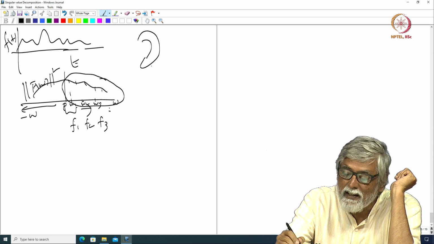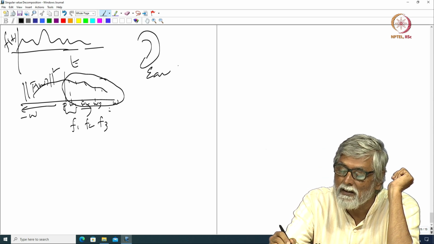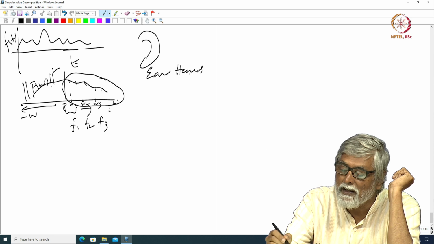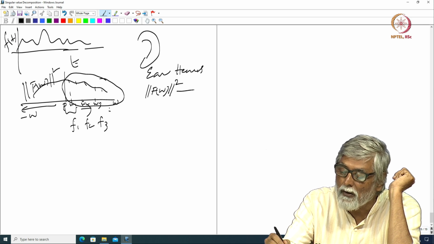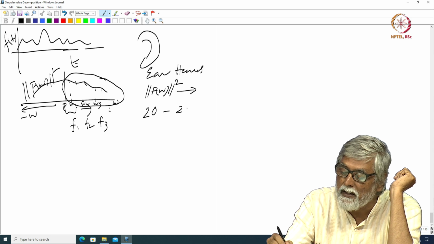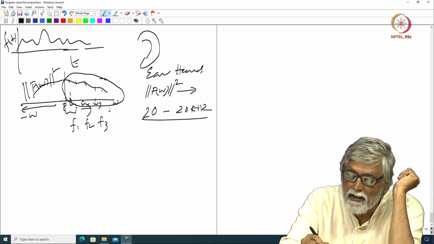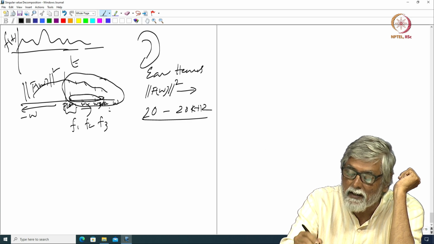So, what does the ear hear? It hears magnitude squared of the Fourier transform, of all frequencies between 20 hertz and 20 kilohertz only. This is that. So, between 20 hertz and let us say 20 kilohertz, this is all the ear hears.